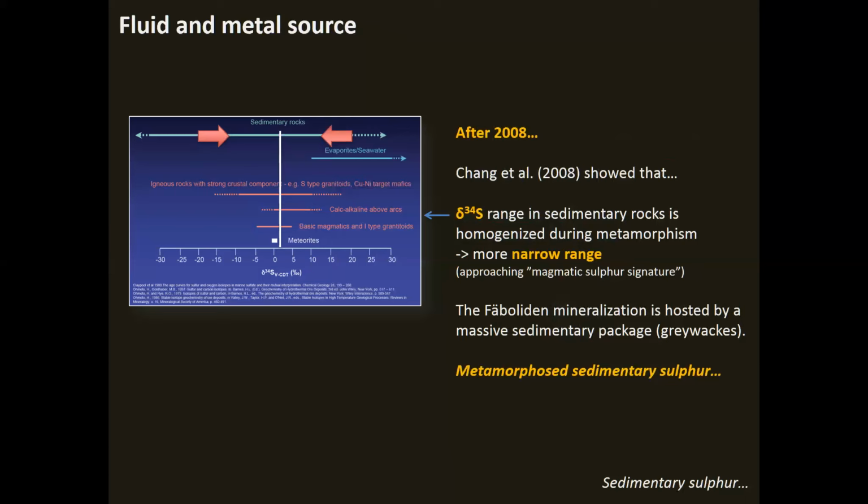Then in the Fäboliden area, we know that the deposit is mainly hosted by a massive sedimentary package. These are greywackes, which are probably more than 10 kilometers thick. So it's a very thick sedimentary pile. So then we feel that we can have sulfur from the sedimentary rocks as well, which would fit this signature, not just relying on a sulfur isotope signature around zero being magmatic. It can actually also be sedimentary in nature.